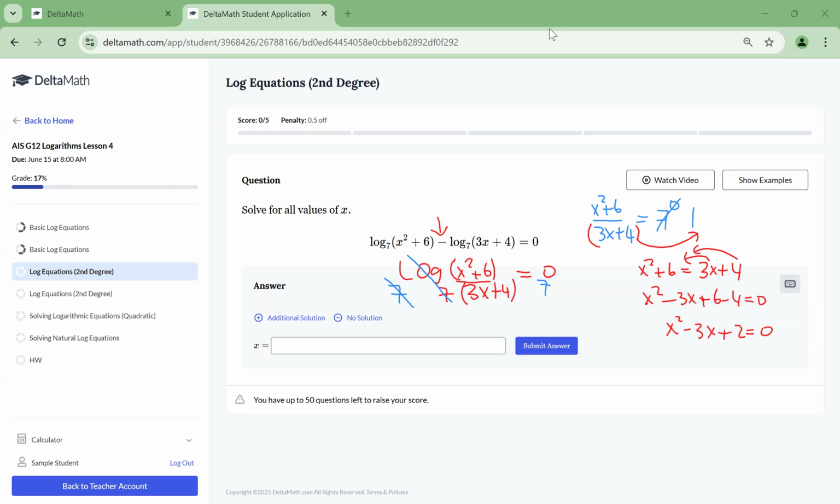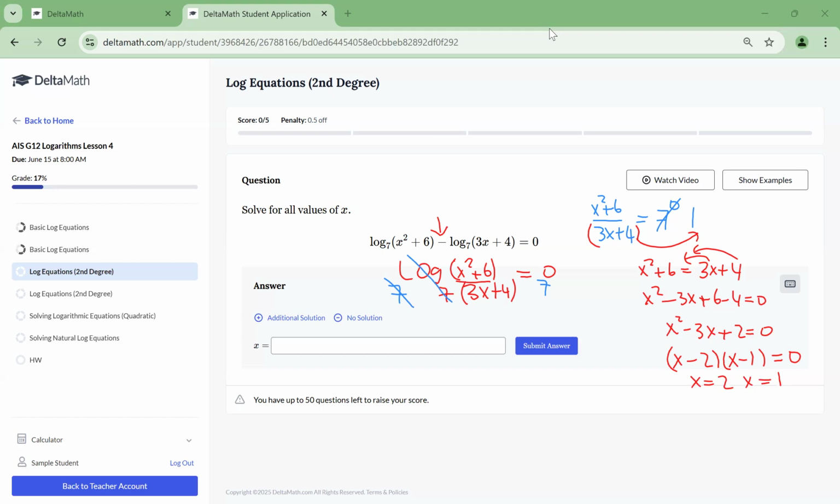And you can use mode 5.3 on your calculator. I'm just going to factorize because it's faster. So x minus 2, x minus 1 equals 0, x equals 2, x equals 1. You can use your calculator to find the two values of x.